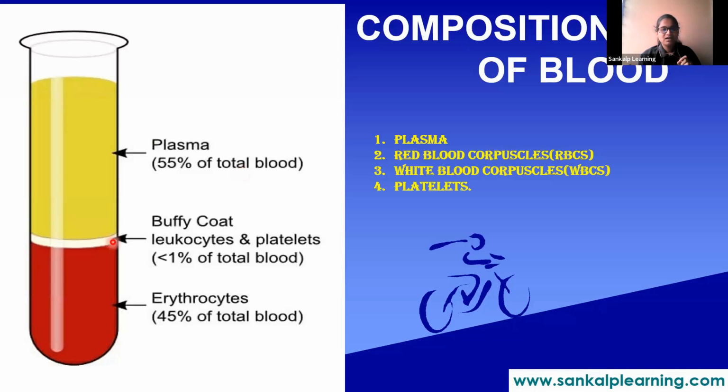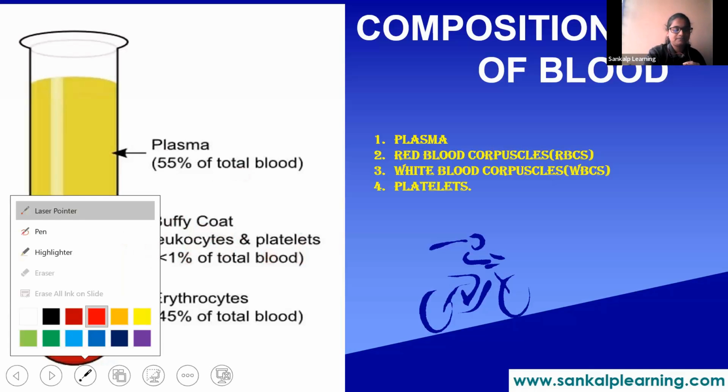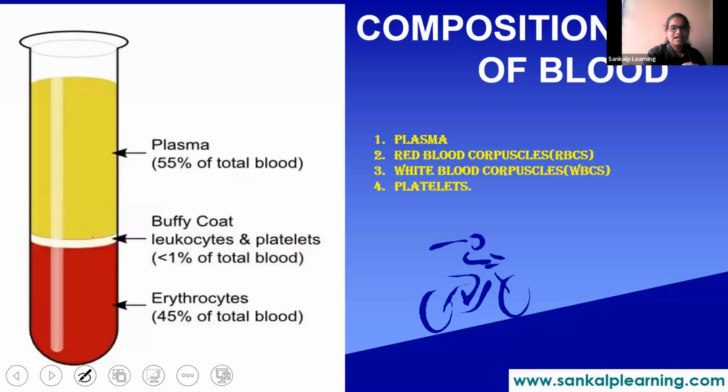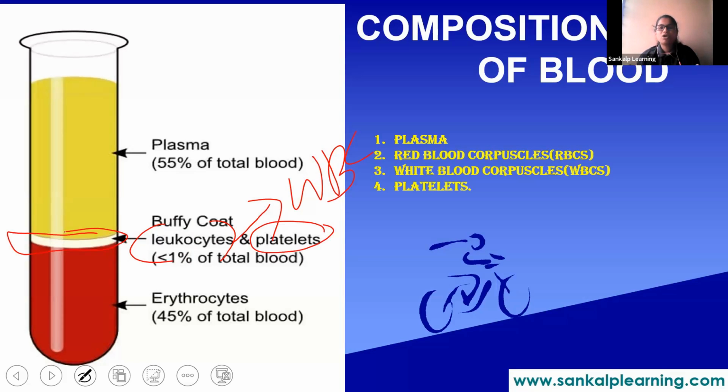After plasma, you can see a buffy coat, an oily layer-like thing. It consists of leukocytes and platelets. Leukocytes, as per your textbook, are regarded as WBCs, white blood cells. White blood cells or leukocytes and platelets are present in this buffy coat. Then at the bottom, you will get a red colored liquid, which consists of RBC. What is RBC? Red blood cells.